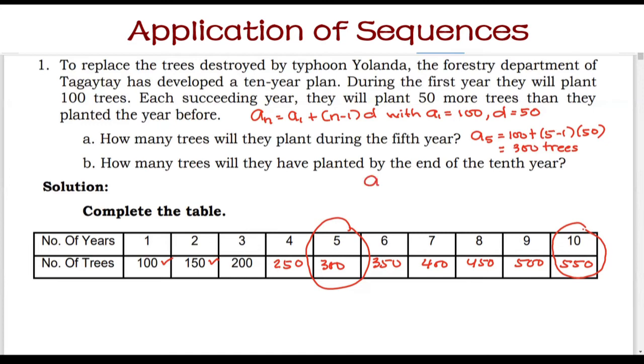Ganon din sa letter B. Ang hahanapin naman, A sub 10. A sub 1 is 100 plus your n is 10, minus 1, and then multiplied by D. What is D? 50. Let's do the arithmetic. What is 10 minus 1? 9. 9 times 50, you will get 450. Plus 100, you will get 550 trees. So, pwedeng by completing the table or by using the formula.